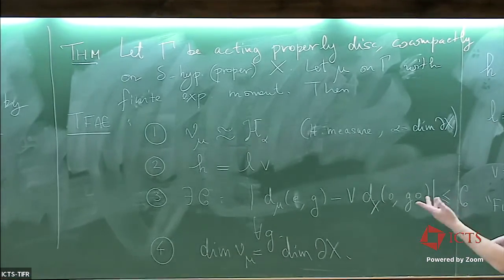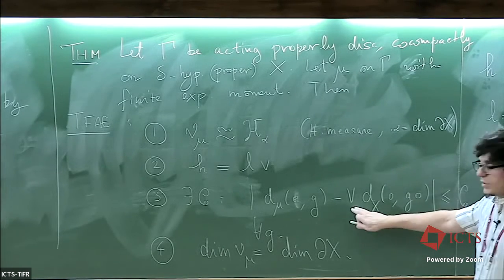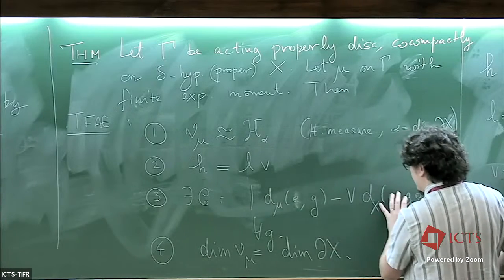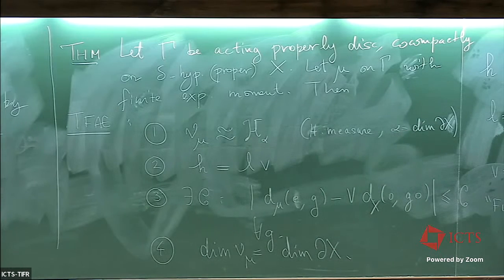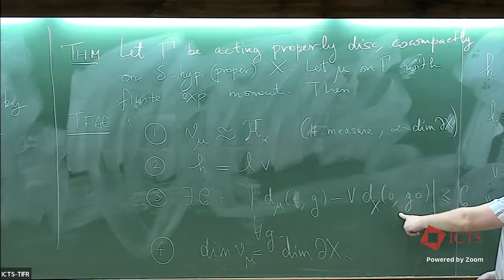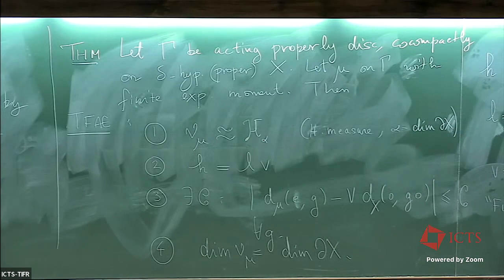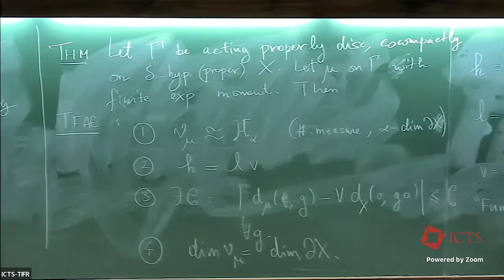So in our case of a co-compact Fuchsian group, V would be 1, so you don't really care about that. They would just want to show that these two metrics, one coming from the geometry and the other coming from probability, are at bounded distance of each other.